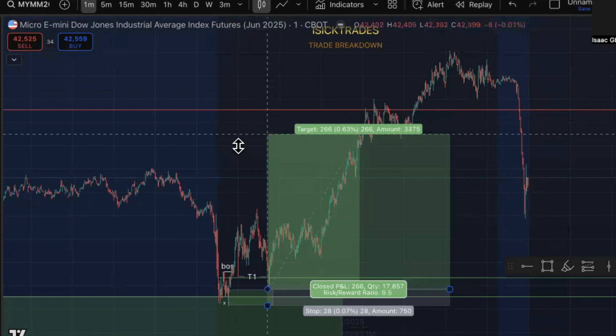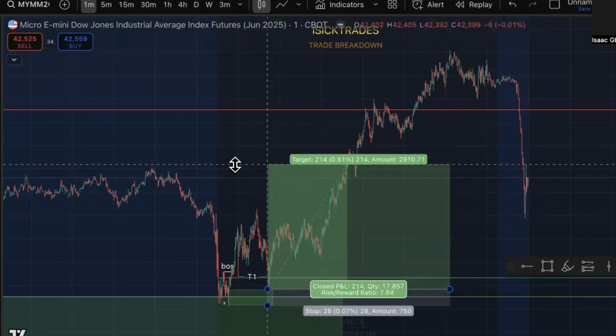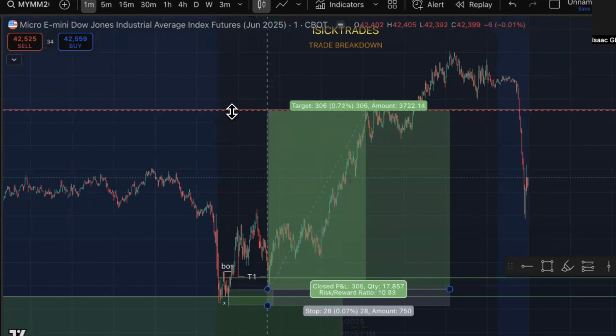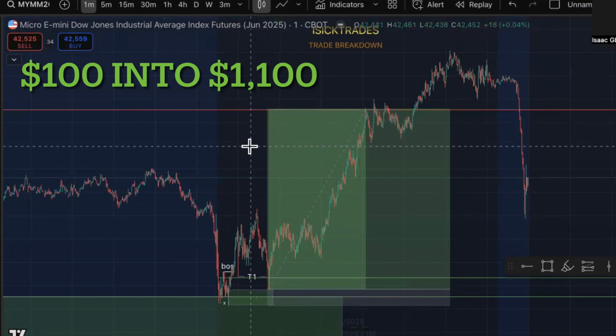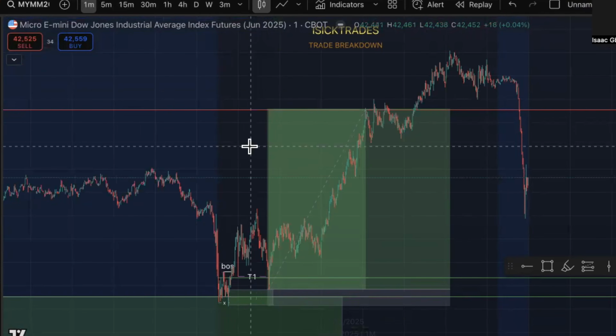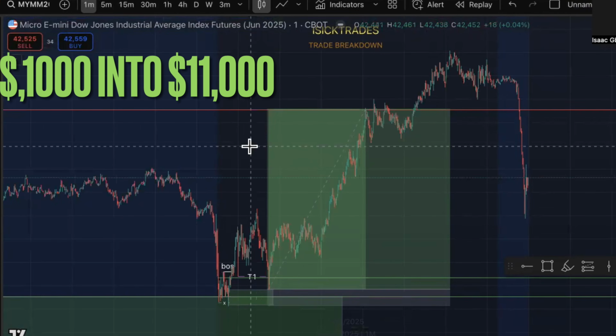What is realistic is this external right here that we originally aimed for, which was about a 1 to 7.5, or you could have gone from the pro key level to the obstacle, and that one would have been about a 1 for 11. So regardless, if you risked $100 and you hit the 1 for 11, $100 into $1,100, or if you risked $1,000 into $11,000, however you want to put it.